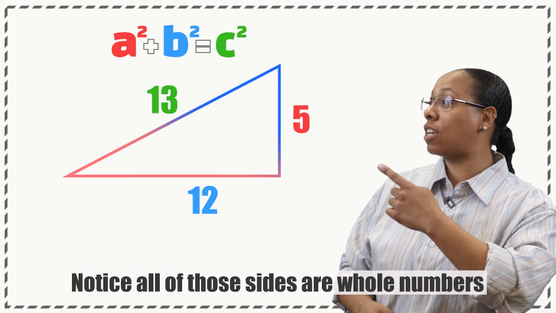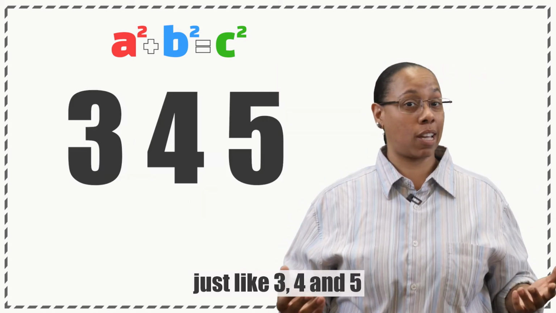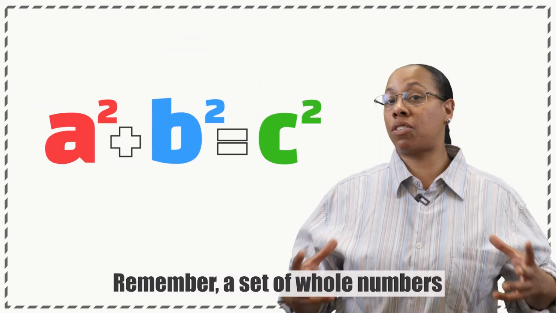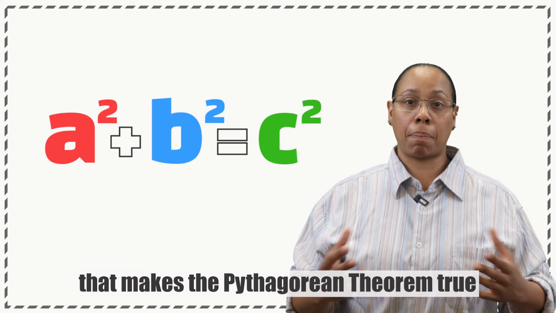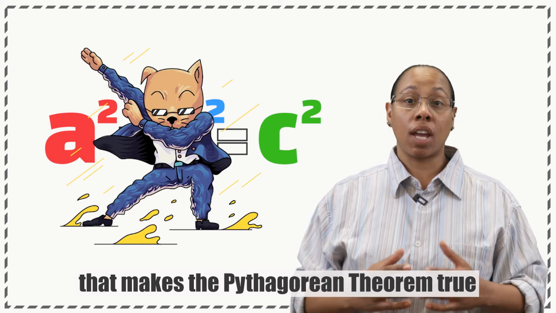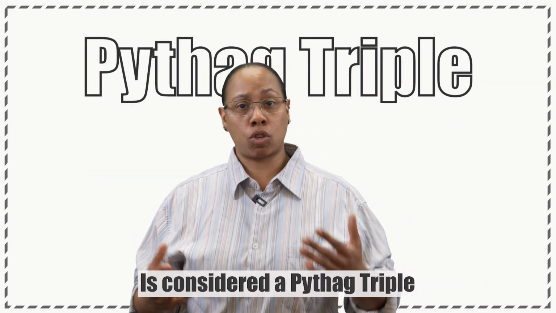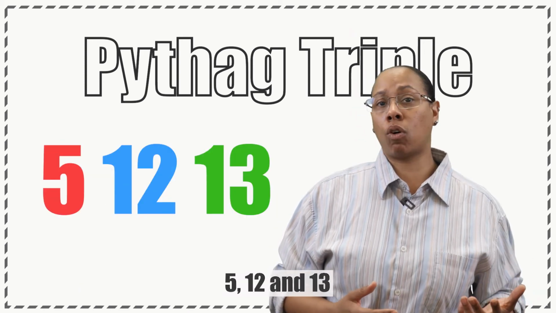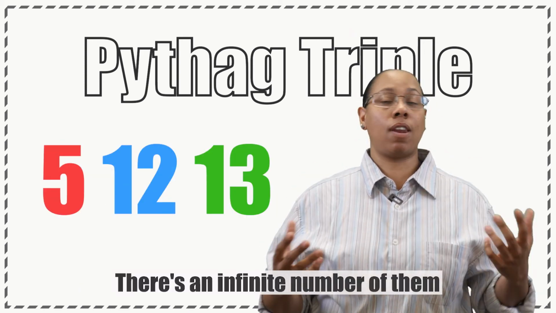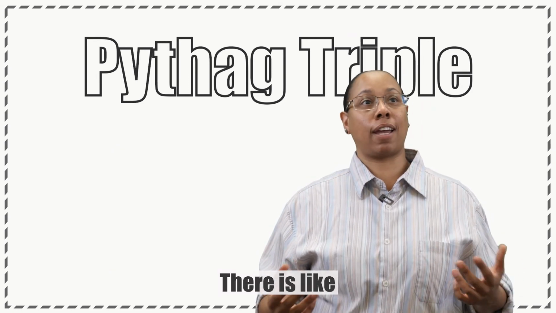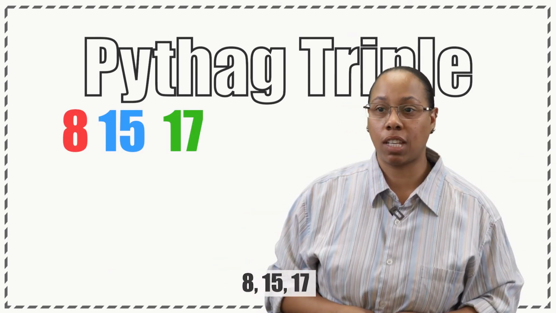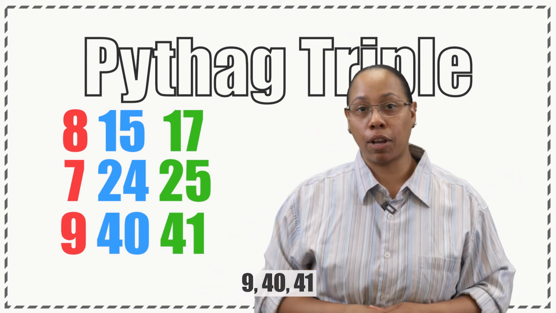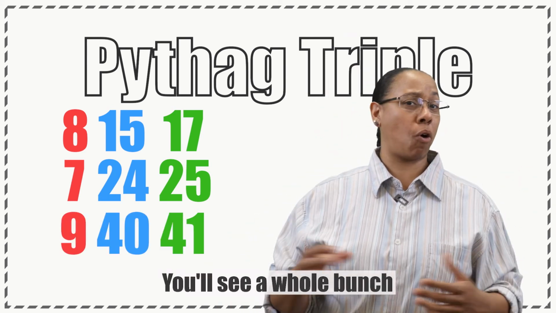Notice all of those sides are whole numbers, just like 3, 4, and 5, but they're 5, 12, and 13. Remember, a set of whole numbers that makes the Pythagorean theorem true is considered a Pythag Triple. So 2 Pythag Triples we've learned so far are 3, 4, 5 and 5, 12, 13. There's an infinite number of them. There's like 8, 15, 17, 7, 24, 25, 9, 40, 41. You can Google it, you'll see a whole bunch.